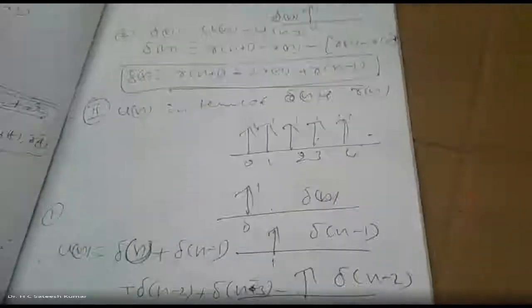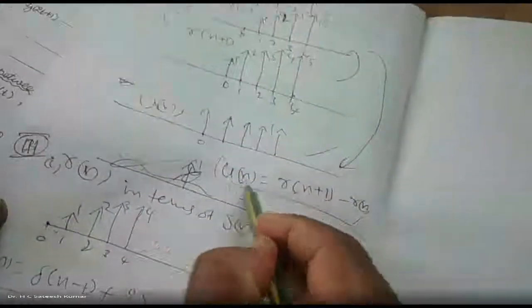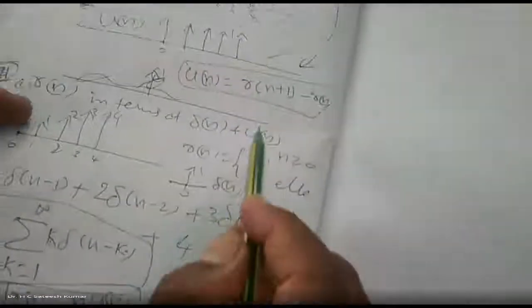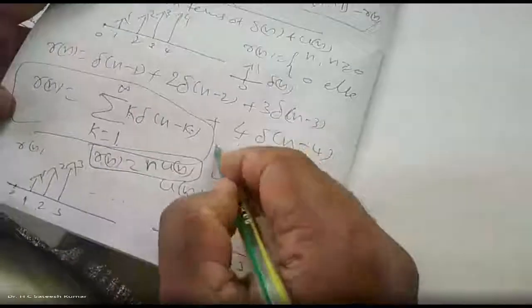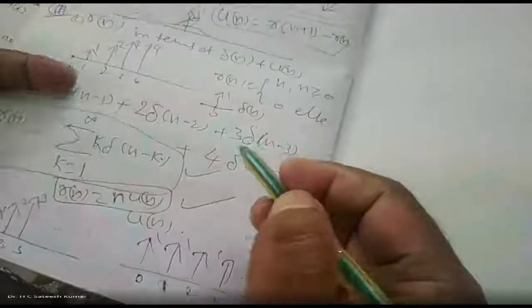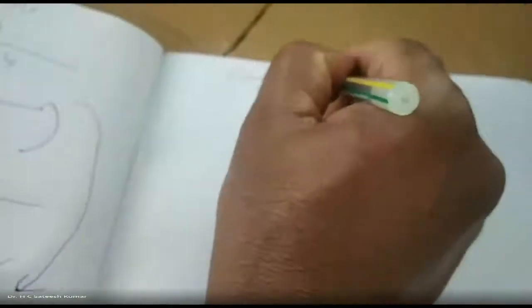So we did all of them, right? Delta of n in terms of u of n and r of n, we did it. U of n in terms of delta of n and r of n, we did it. Next, r of n in terms of delta of n and u of n, we did it. That's how we should do it. So now go for continuous time elementary signals.